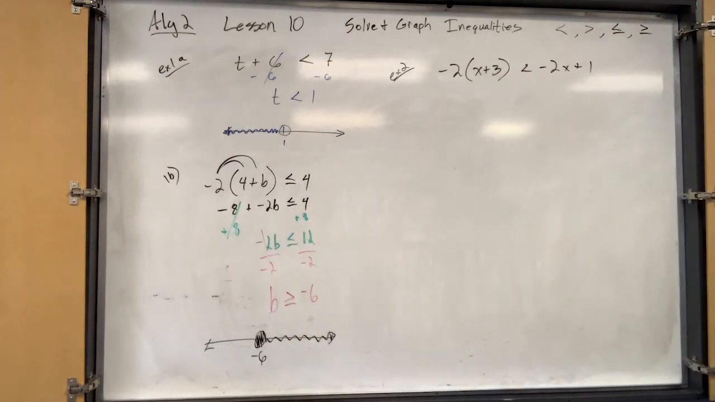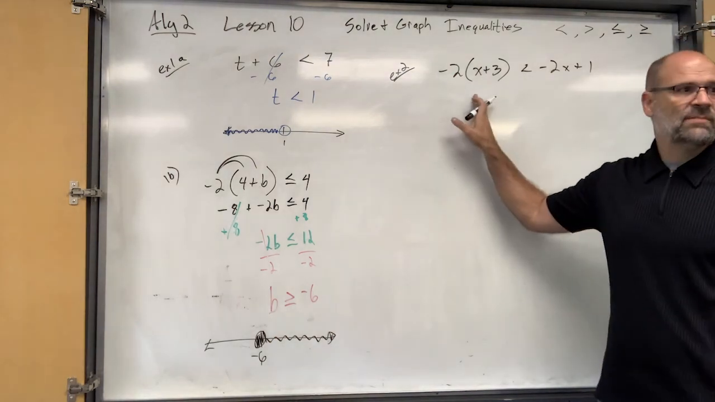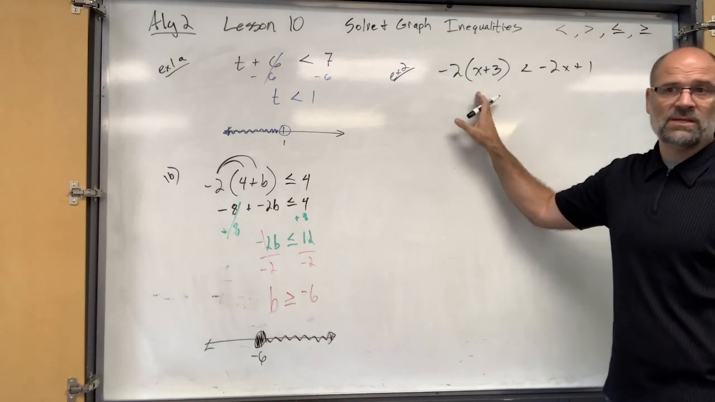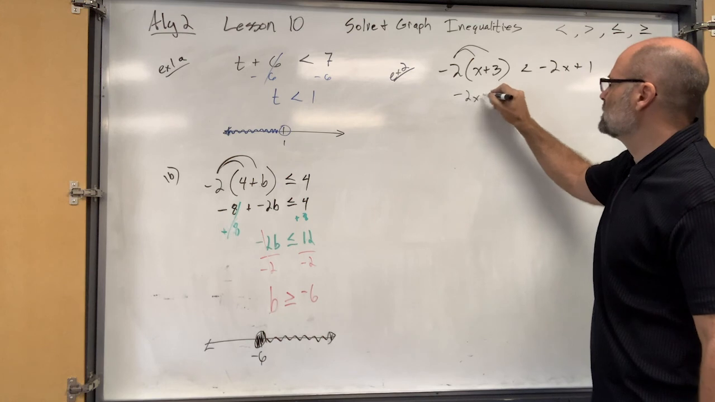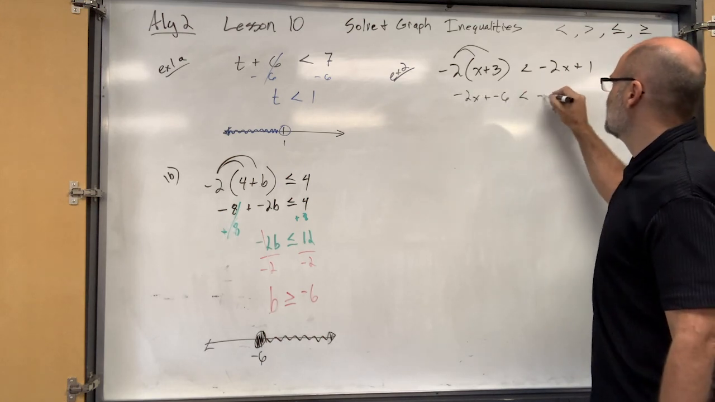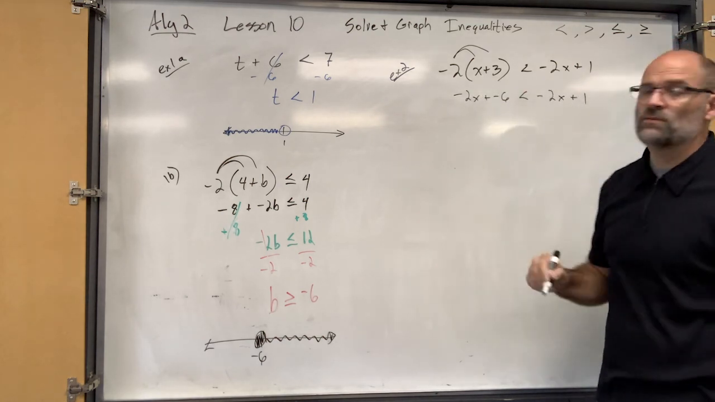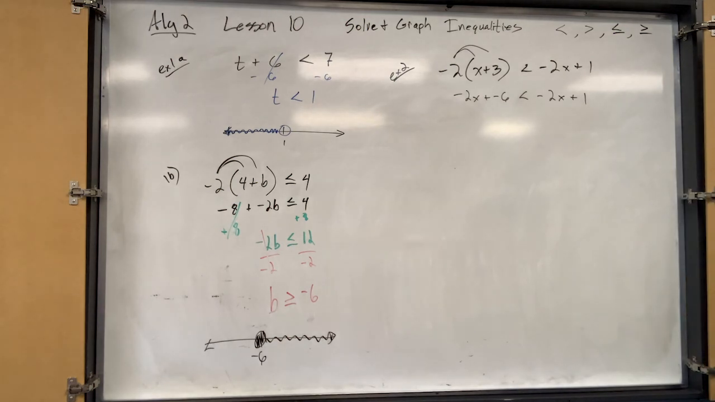Okay, ready? I'm just going to go through this quicker since we're running out of time. I'm going to simplify this left side because parentheses are the enemy of simplified, right? So we're going to distribute that. -2x + -6 < -2x + 1. So far, so good? Next step is if you have variables on both sides, get rid of the smaller one. Are you starting to see the conundrum?